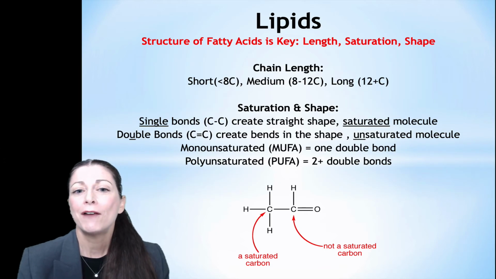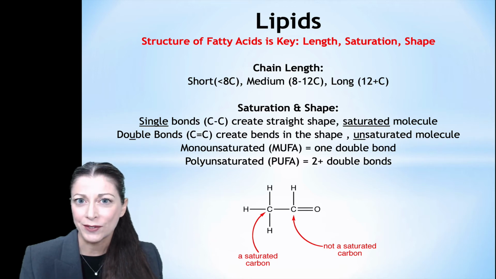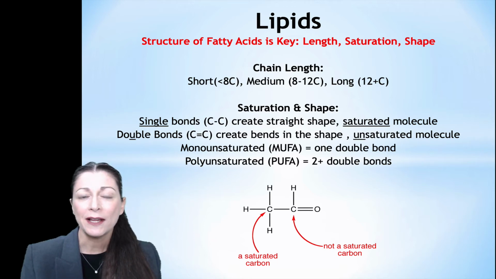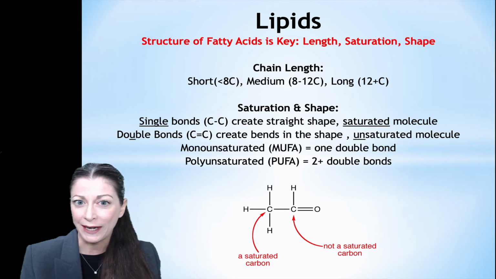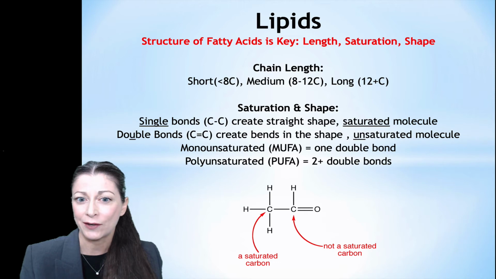So when we talk about fatty acids, the length of the carbon chain matters. You can have short chains, medium chains, and long chain fatty acids. Short chain fatty acids have less than 8 carbons. Medium chains have 8 to 12 carbons, and long chains have more than 12 carbons. So the length of the chain matters.